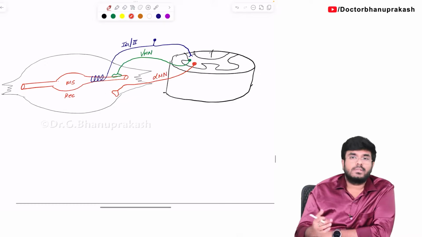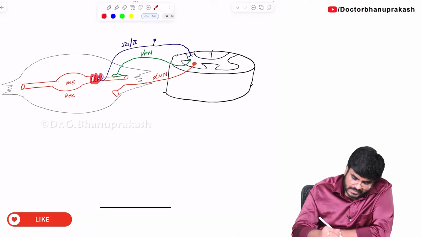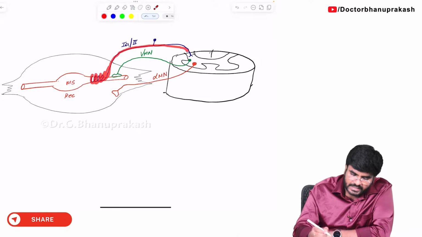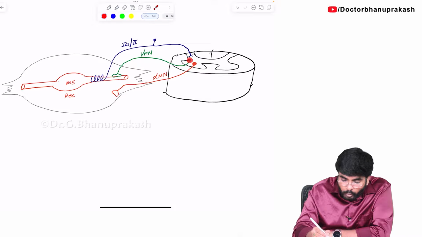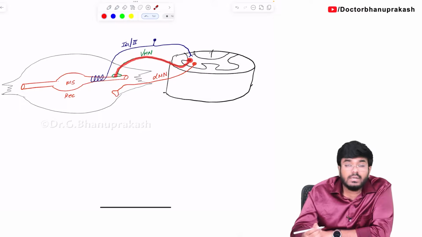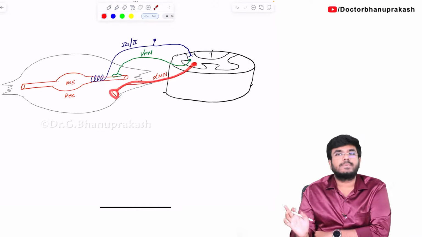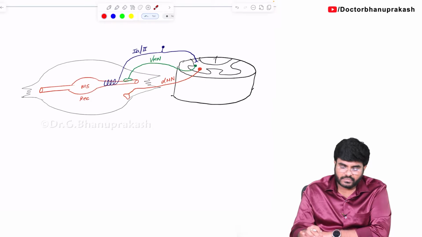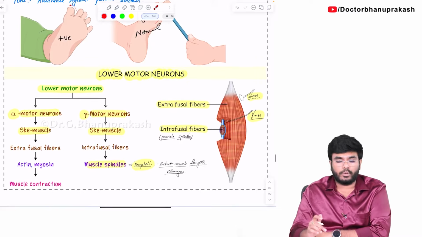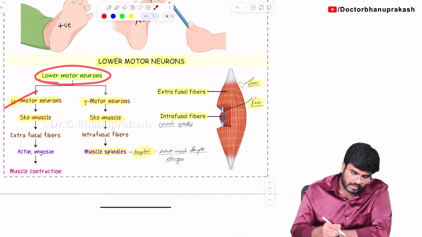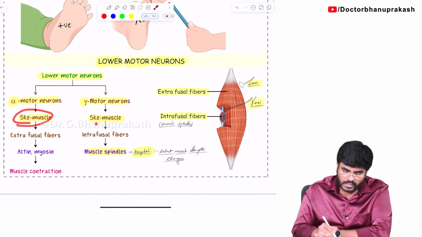Now you understand. So, what is the sensory supply? The sensory supply are the afferents, 1A fibers and secondary fibers. And what is the motor supply? The motor supply is gamma motor neuron to the muscle spindle and alpha motor neuron to the extrafusal fibers. So, with this, we have completed the different types of lower motor neurons. Again, how many types? Alpha motor neuron and gamma motor neuron. Both will go to the skeletal muscle.